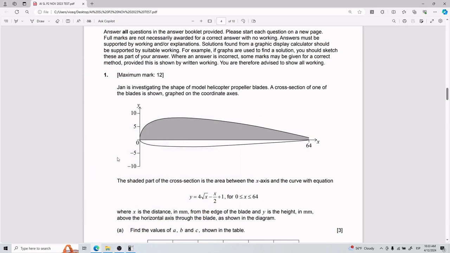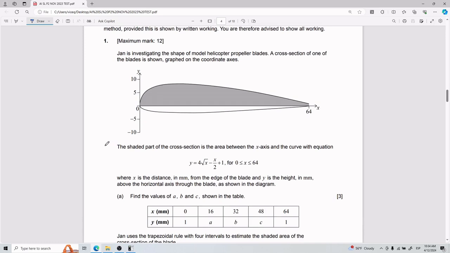Alright guys, for this first one we have that Jan is investigating the shape of a model helicopter propeller blades. A cross section of one of the blades is shown. So this is a blade of a helicopter. Now I'm not so sure why Jan is doing this, but we're gonna help her out.